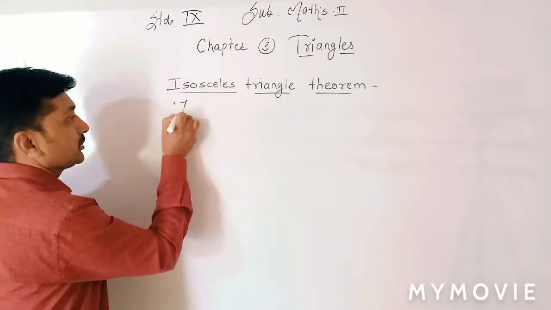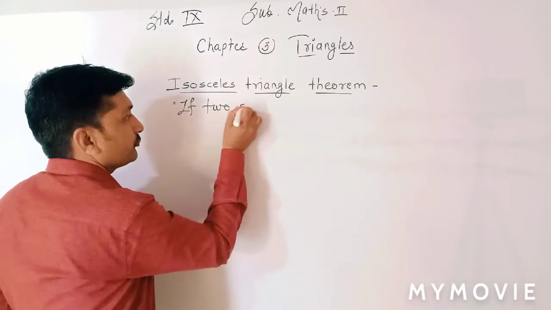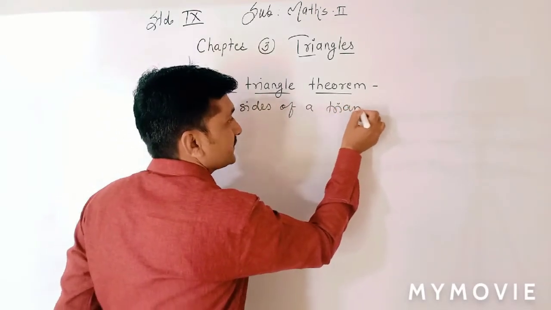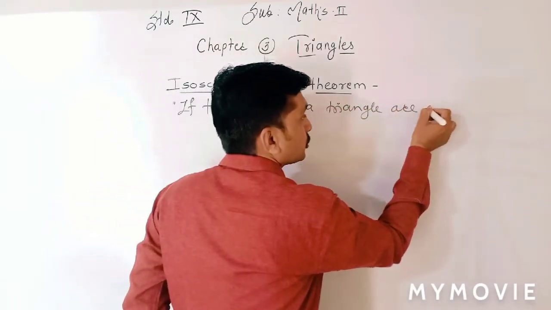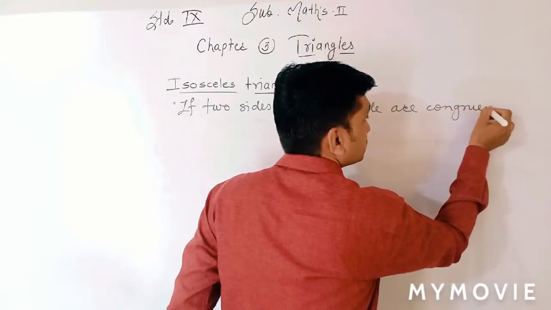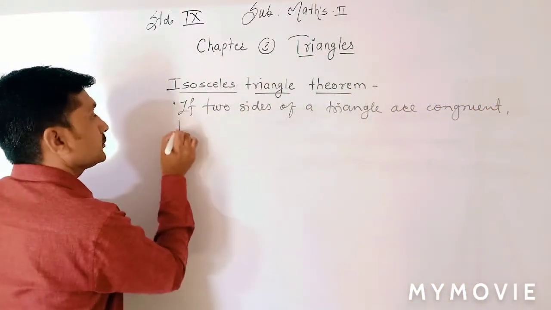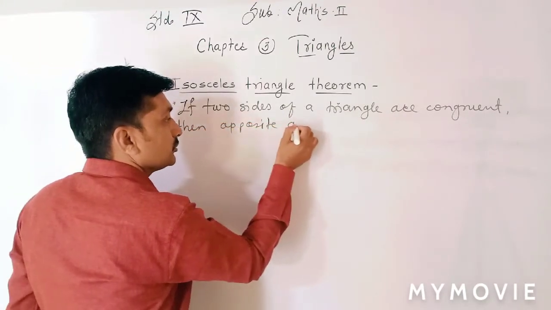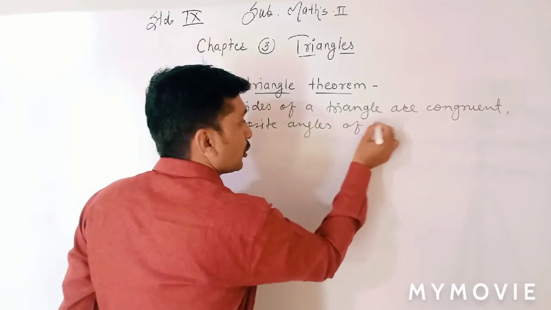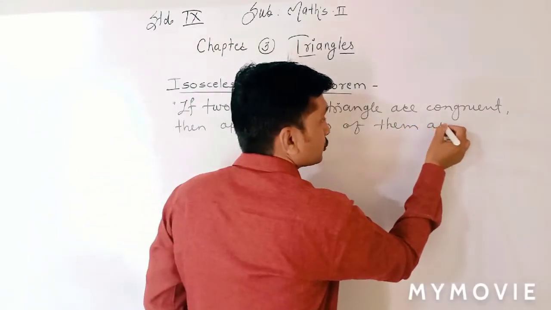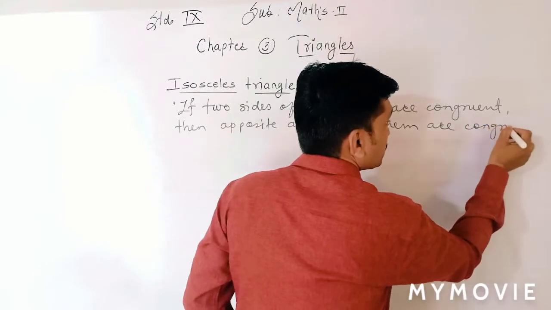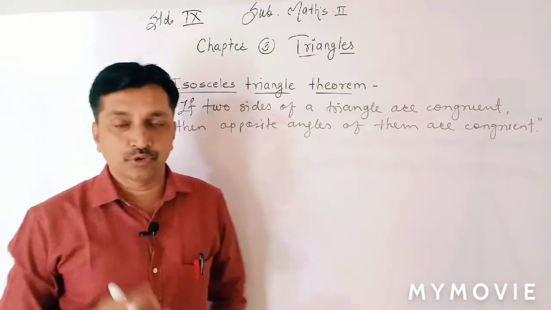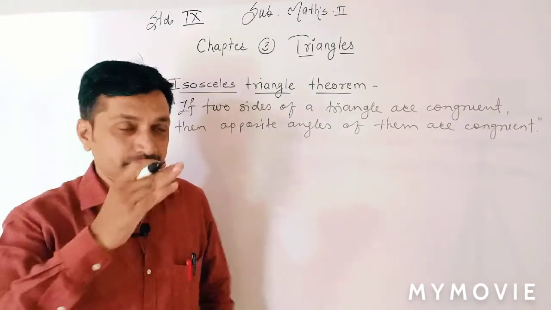What is the statement? If two sides of a triangle are congruent, then the angles opposite to them are congruent, and this is the statement of the theorem. Now we have to prove it. We start from the figure.